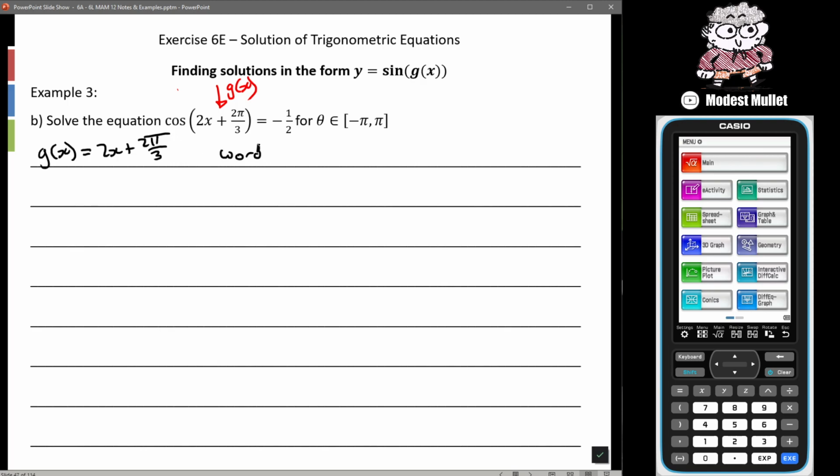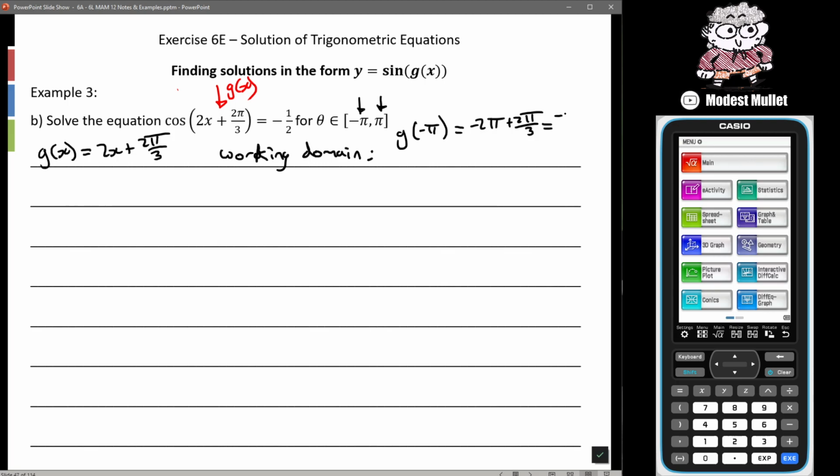So our working domain is going to be, we're going to do g of, and in this case we're starting with negative pi and pi, so put in negative pi and we get negative 2 pi plus 2 pi on 3. So it's negative pi putting it in. That is going to work.